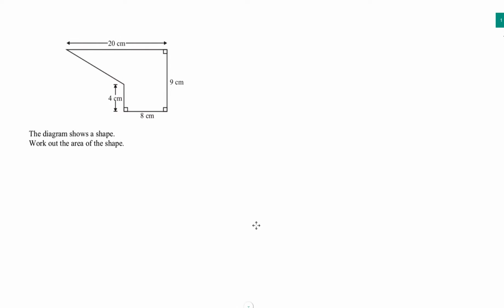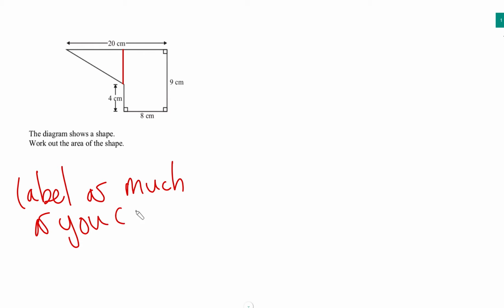Okay, so the first thing to do on these compound shape questions is obviously read it. In this case, we have what looks like a rectangle attached to a triangle. So the first thing I would do is actually draw this. So if I draw that, I get this. Then the next thing I do is label as much as you can.